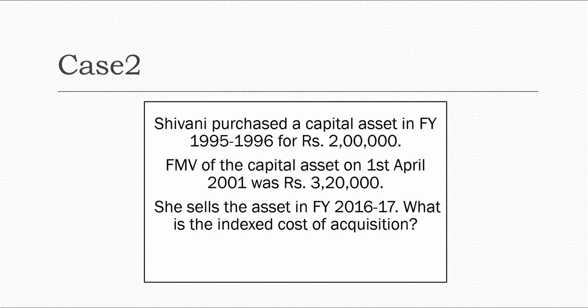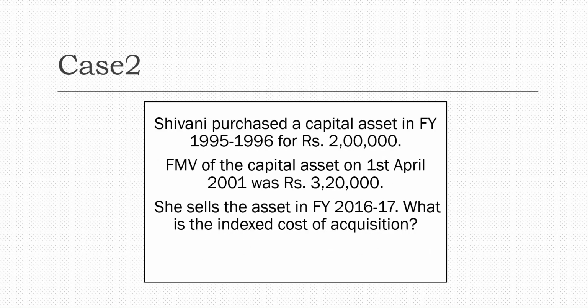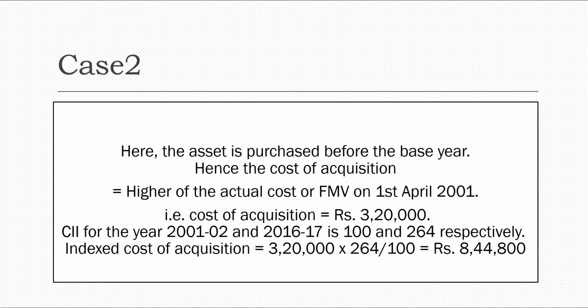Okay, so he has purchased at 2 lakhs, whereas the fair market value is 3 lakh 20,000. So we'll take the base as 100. And for 2016-17 we'll see the inflation index. So it is 264 into 100 multiplied by 3 lakh 20,000. Is that okay?